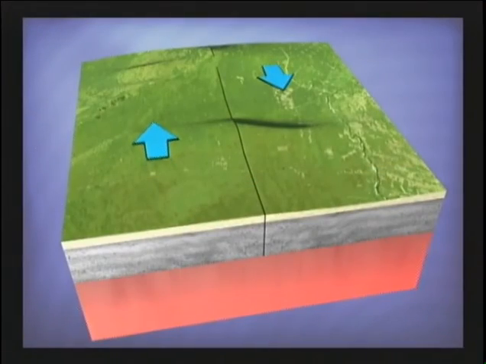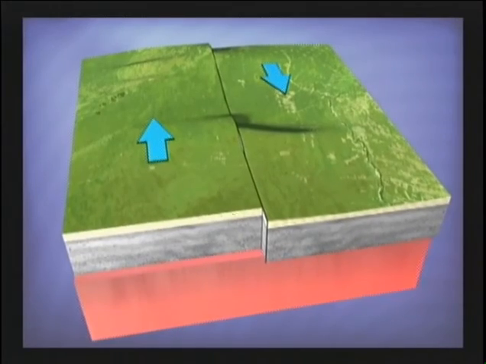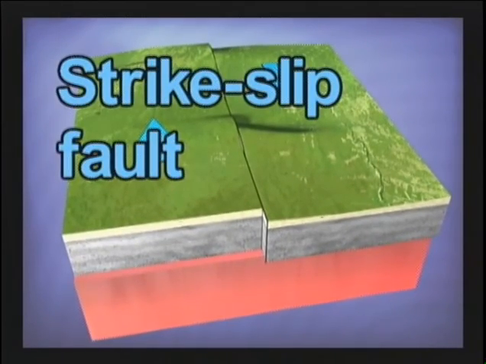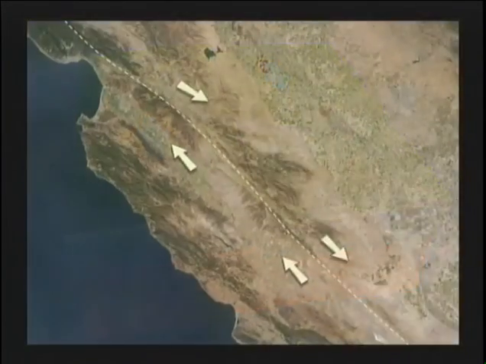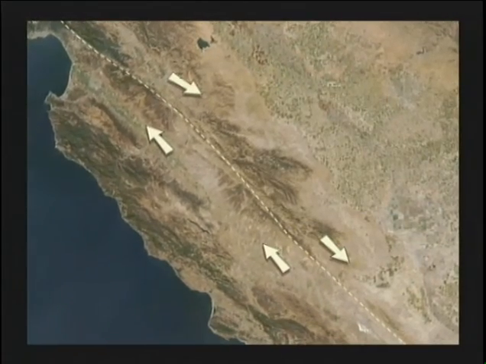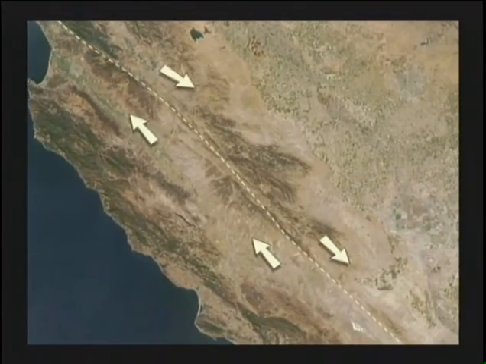When rock layers slide past each other side by side, a type of fault called a strike-slip fault is formed. The San Andreas Fault in California is a type of strike-slip fault.